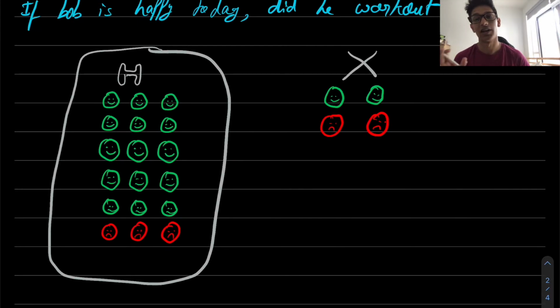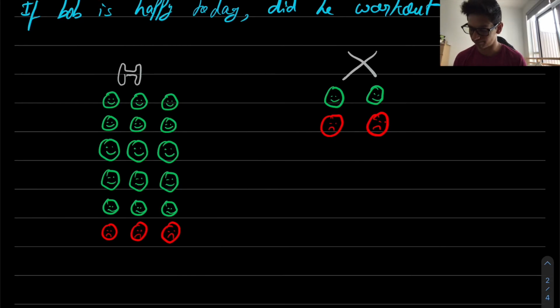2 out of 5 chances that he won't work out, so we make 2 columns on this side. And the chance that he's happy when he works out is 5 out of 6. So in each column, each time he works out, he'll be happy 5 out of the 6 times. That's essentially what these faces are depicting. And on the other side, 2 out of 5 chance of him not working out, and half of the times he's happy and half of the times he's not.